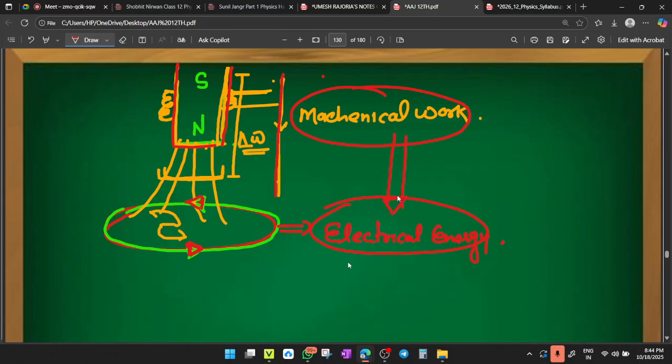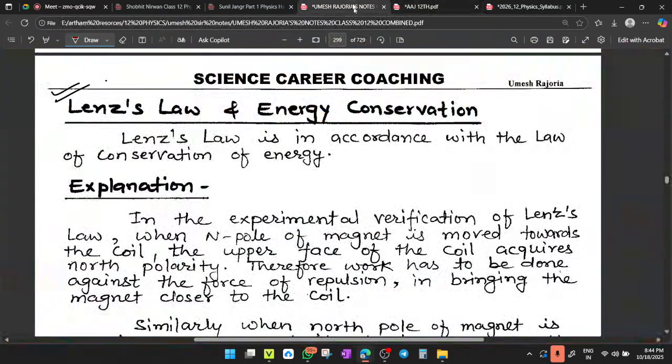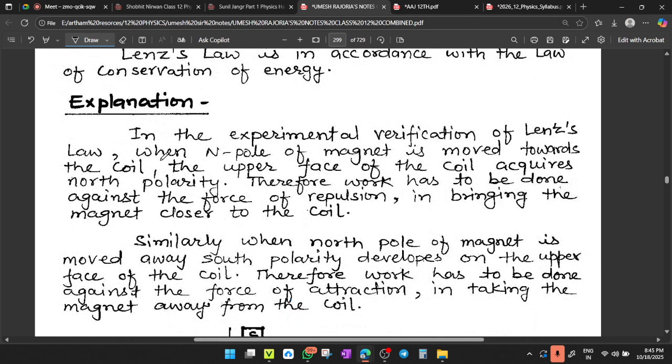So which concept does the EMI process follow? It follows the law of energy conservation. It follows the law of energy conservation, which means Lenz law is in accordance with the law of energy conservation. What I said is written there in theoretical form: Lenz law and energy conservation. Yes, Lenz law is in accordance with the law of conservation of energy.